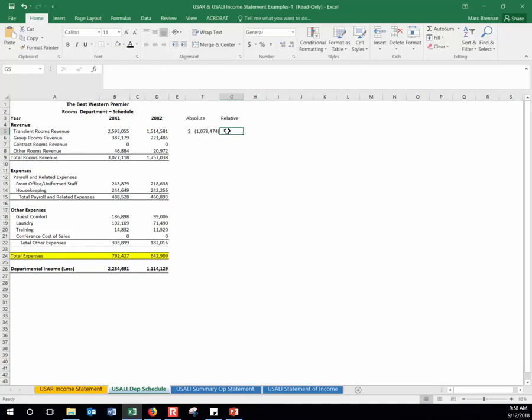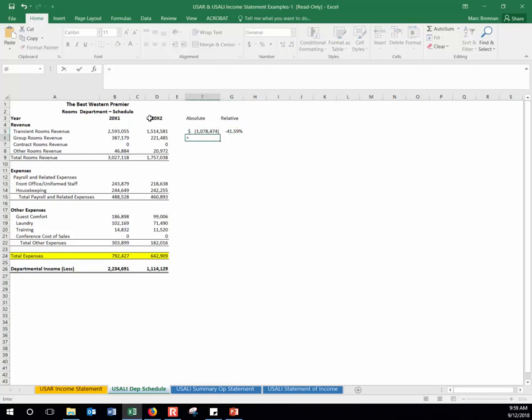Okay. And to find out the relative difference, I would divide that negative $1,078,474 by, because that's the absolute difference, divided by the previous year. The previous period I'm looking at, $2,593,055. And turn this into a percentage. Whew, that hurts. Okay, I am down by 41.5% in transit rooms revenue. That's a big concern of mine.